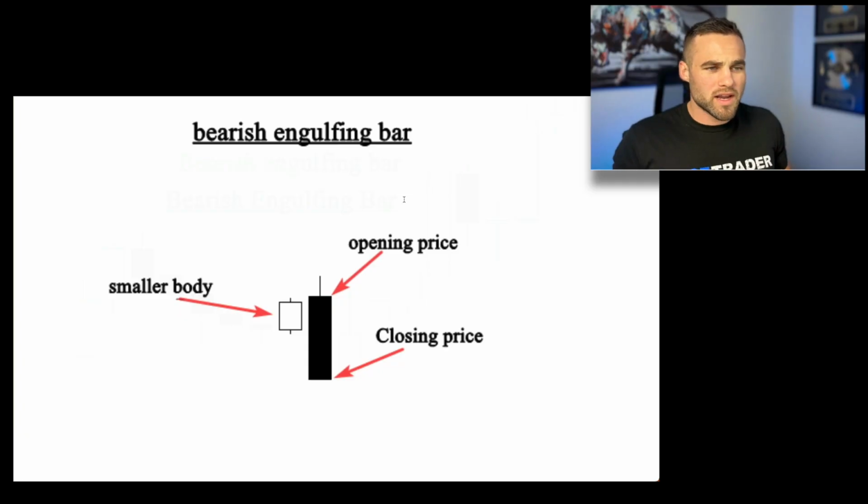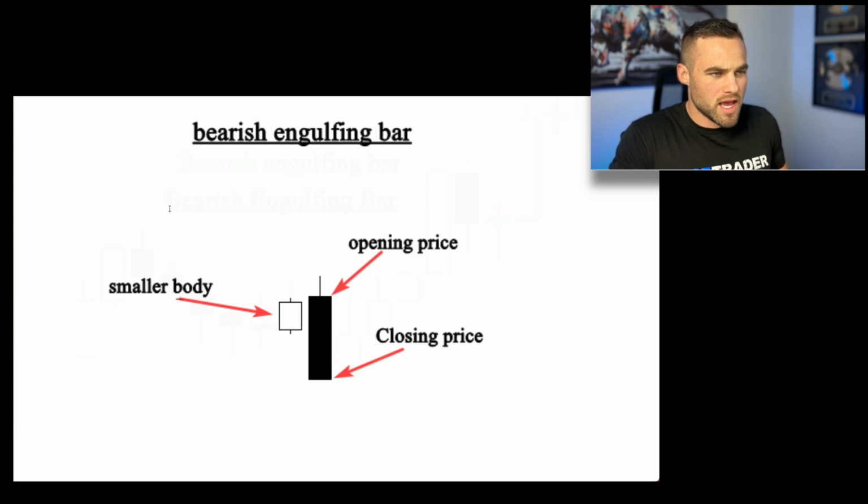Now that you've got an idea of the anatomy of a candlestick, let's take a look at the most powerful candlestick pattern. The number one, probably most common, is an engulfing candlestick or an engulfing bar. And we generally see a bearish and a bullish engulfing bar. Now, let me explain the psychology behind how this works.